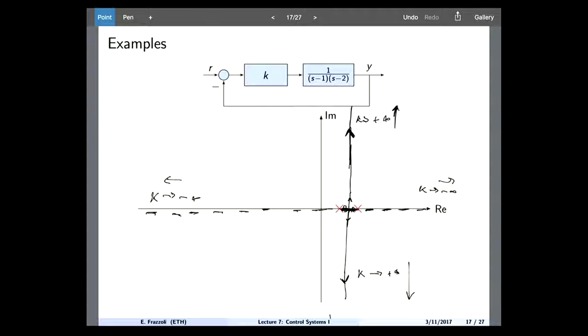Okay? So this is a particular case of a system that no matter how hard you try, you can never find a feedback gain that will stabilize it. So you have to do something a little bit more sophisticated.